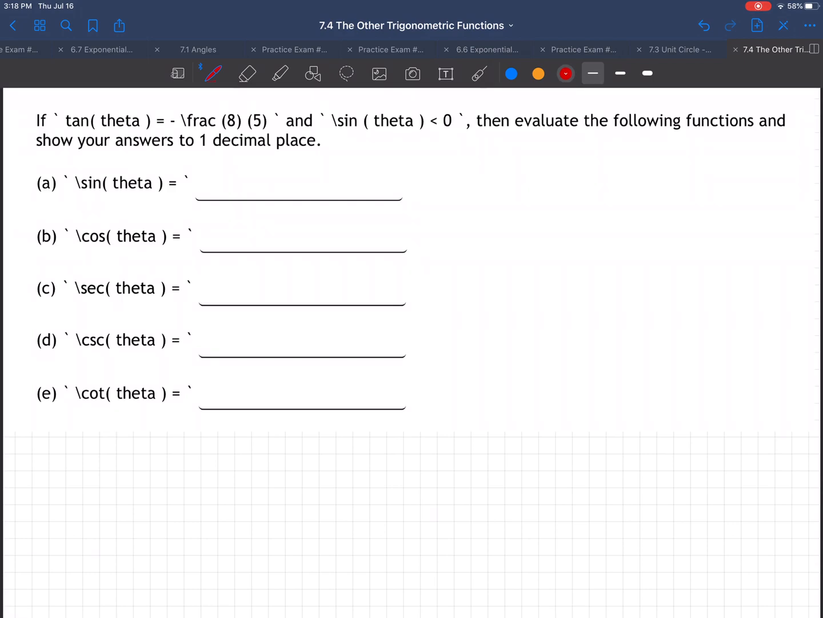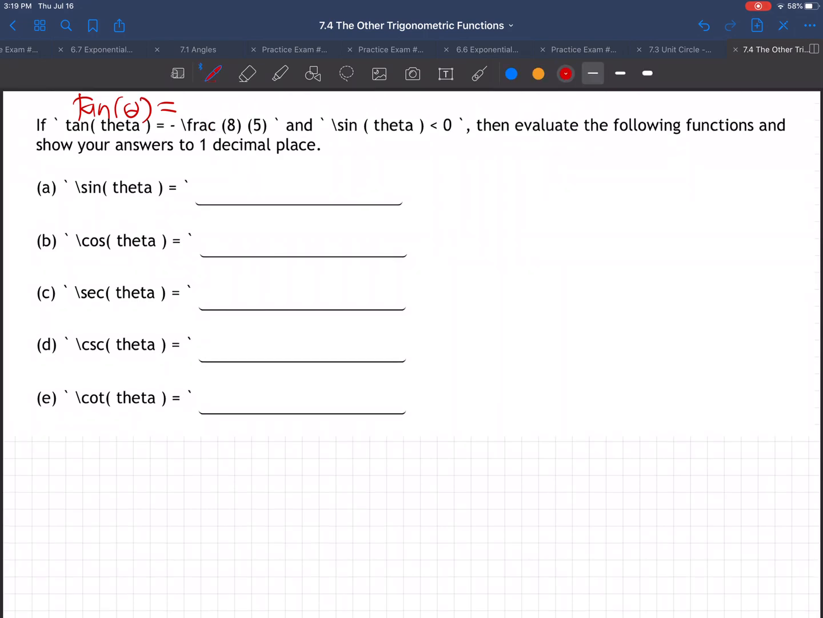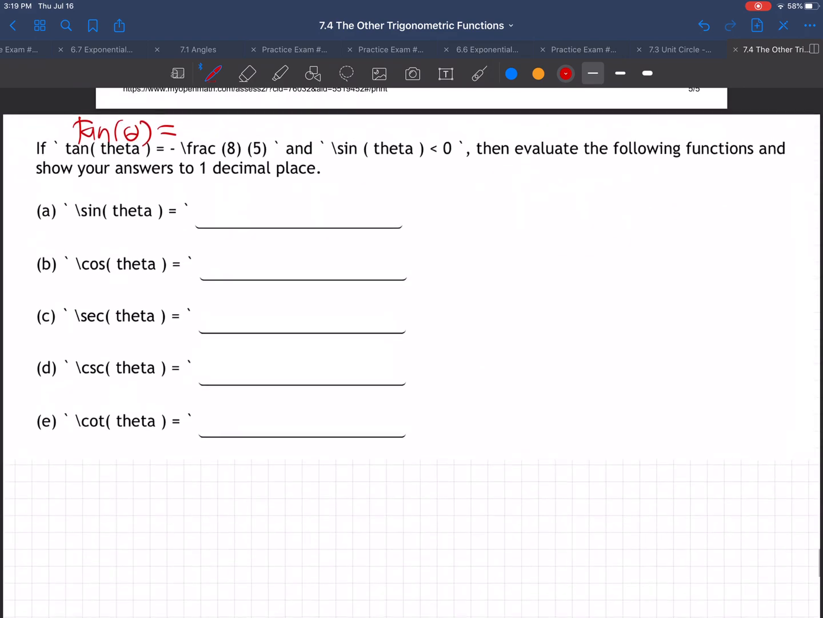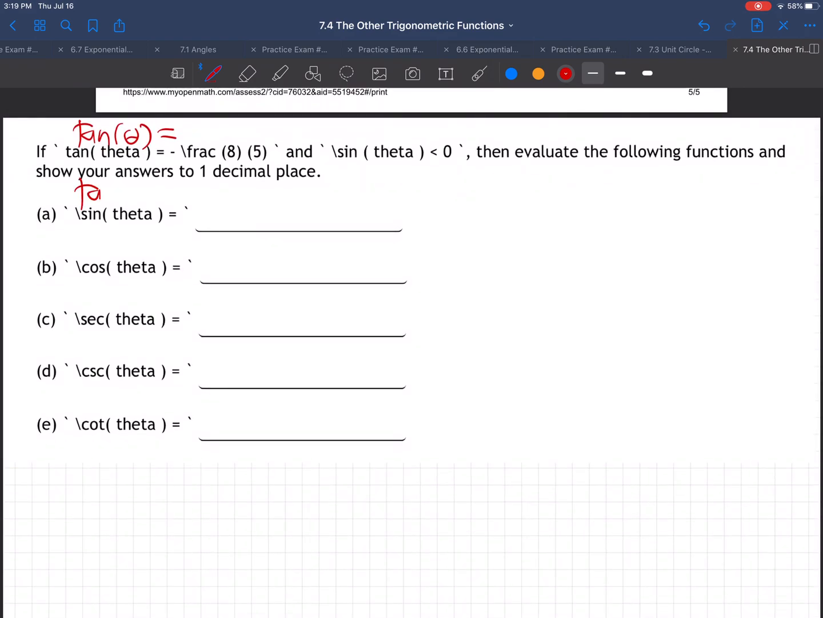They're saying that the tangent of theta is negative 8 over 5. Can you read that okay? Negative 8 over 5. There might be a little more room there, but I guess not. So here, let me write it here. Tangent of theta is negative 8 over 5.